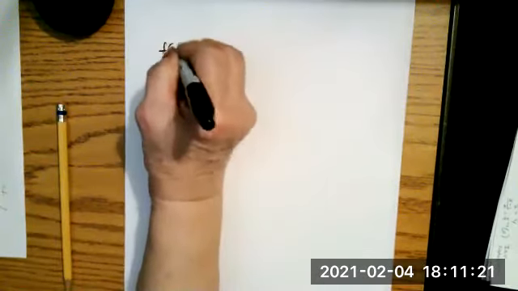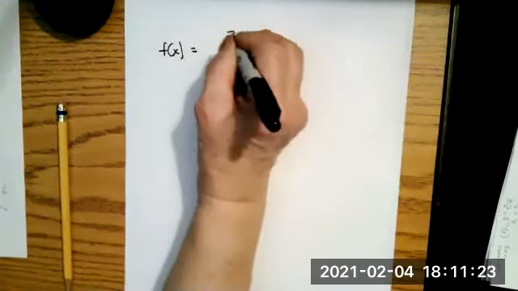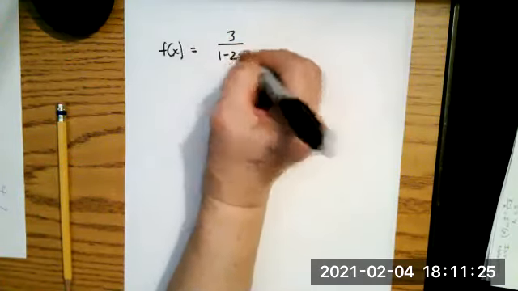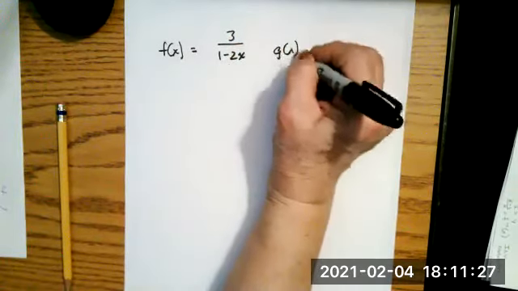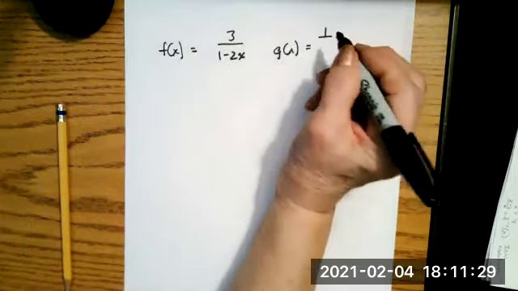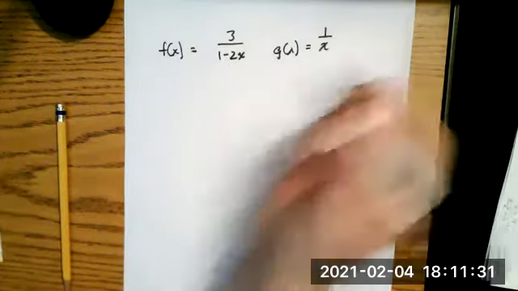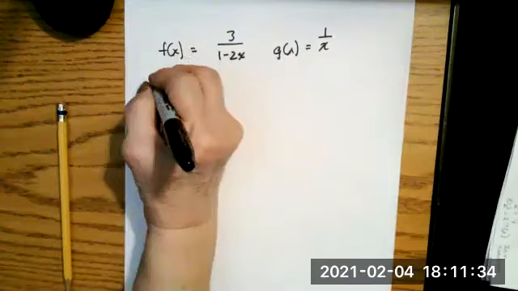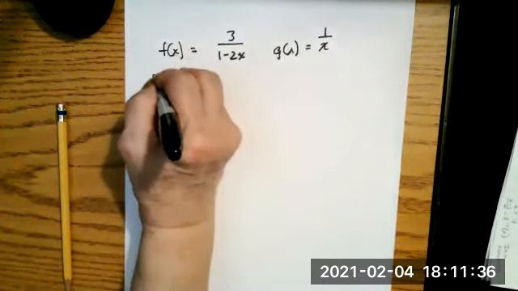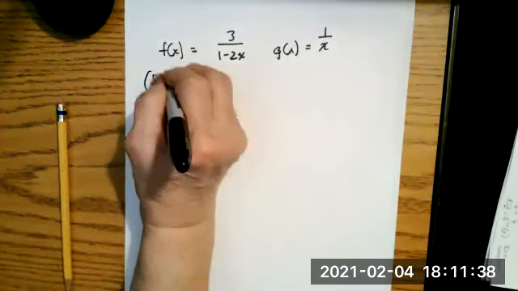All right. Let's go to one of those that I think some people had trouble with, the fractions. We had f of x is 3 over 1 minus 2x, and g of x equals 1 over x. And this is one of those composition ones. You had to do f composed with g of x.